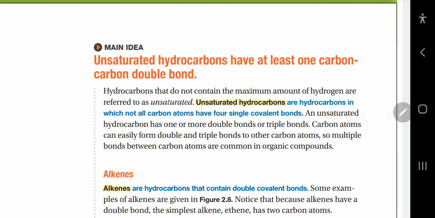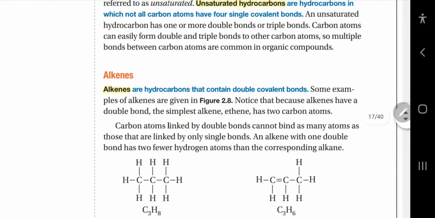Now, what about the other type of hydrocarbons, which is the unsaturated hydrocarbons? Remember that we said we have two types of hydrocarbons: saturated, which means the hydrocarbons that contain only a single bond, and unsaturated hydrocarbons where we could have a double or even triple bond between the atoms. So unsaturated hydrocarbons are hydrocarbons in which not all carbons have four single covalent bonds. So we will have double and triple bonds. And as a start, we're going to talk about alkenes.